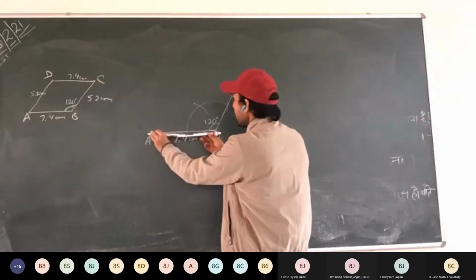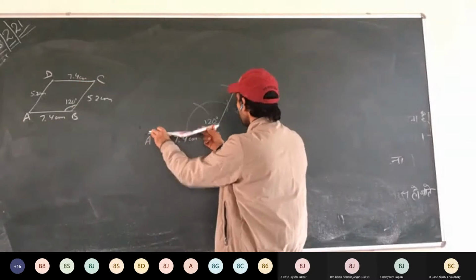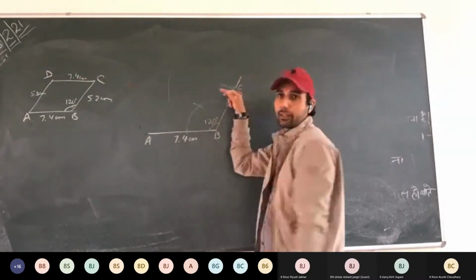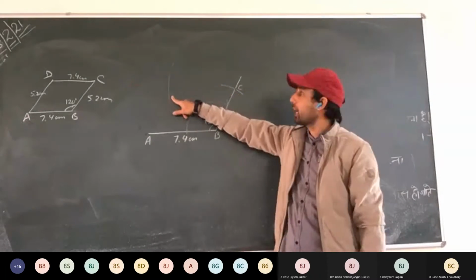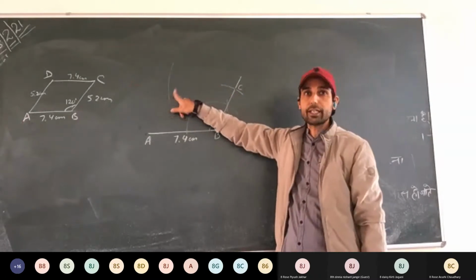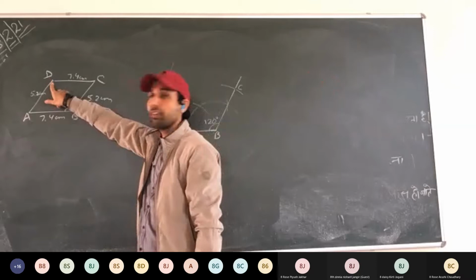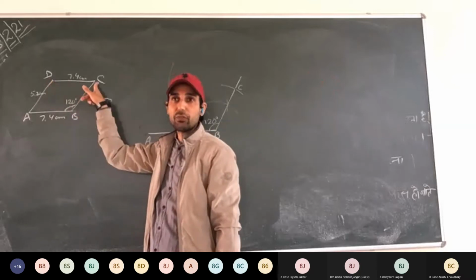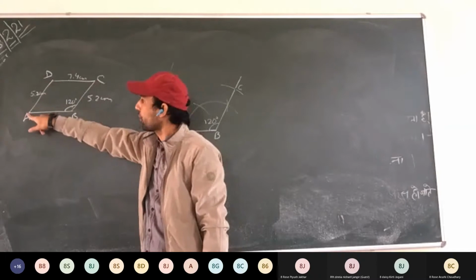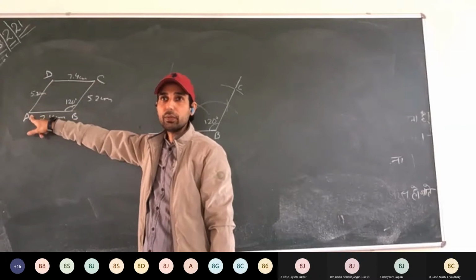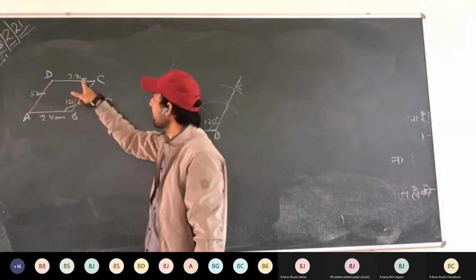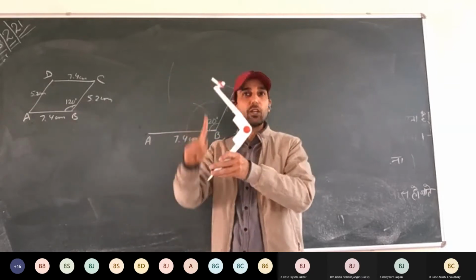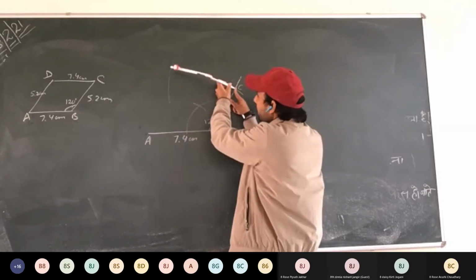So take radius of 7.4 in your compass, and from C we draw an arc. An arc we have drawn. Now again, see here, this D we have to draw. How far is it from C? 7.4. And how far from A? 5.2. So first we are drawing an arc. We are taking the length of this radius, 7.4, and we have drawn an arc.